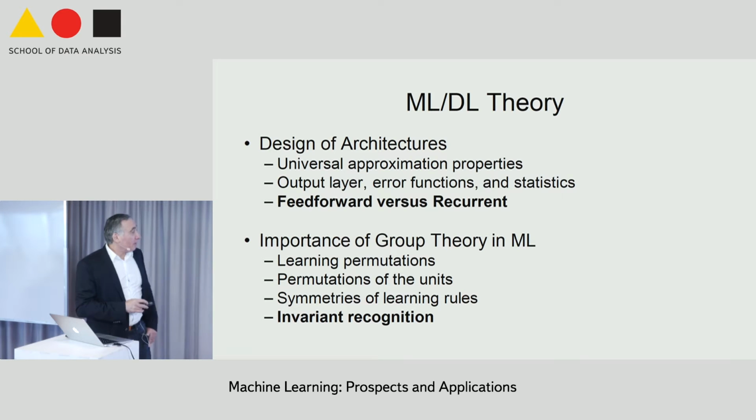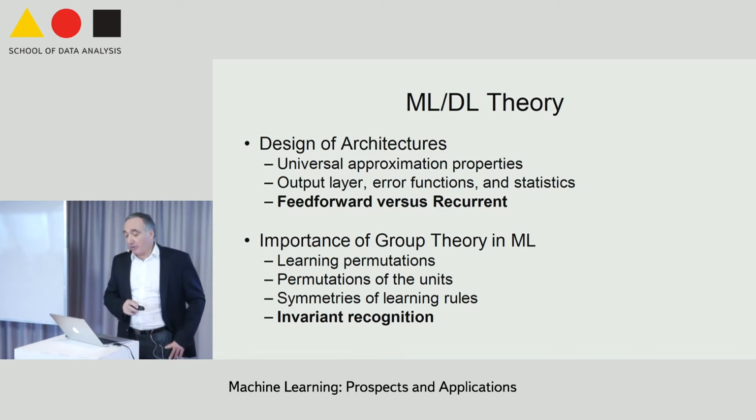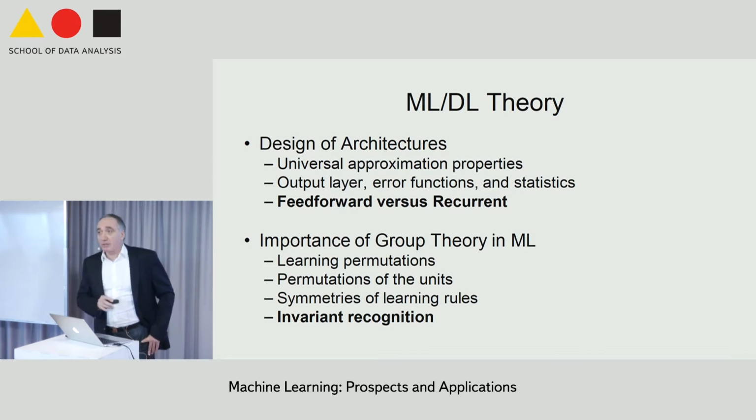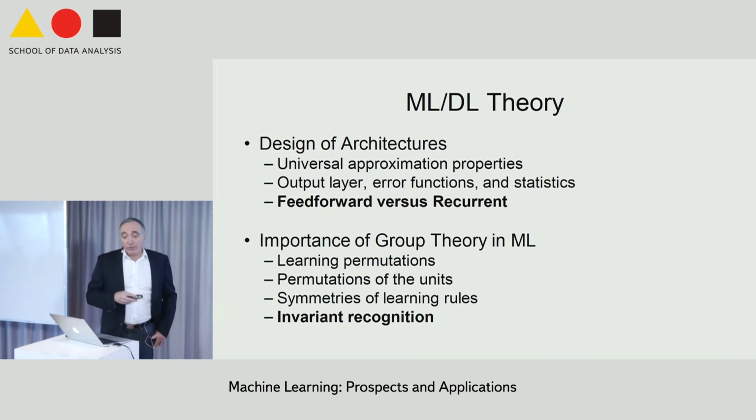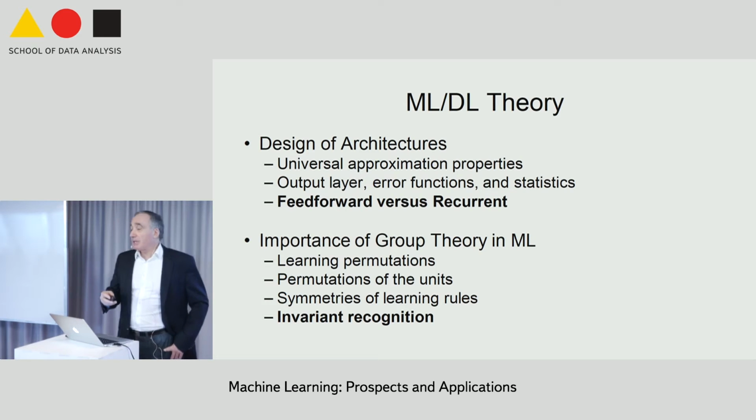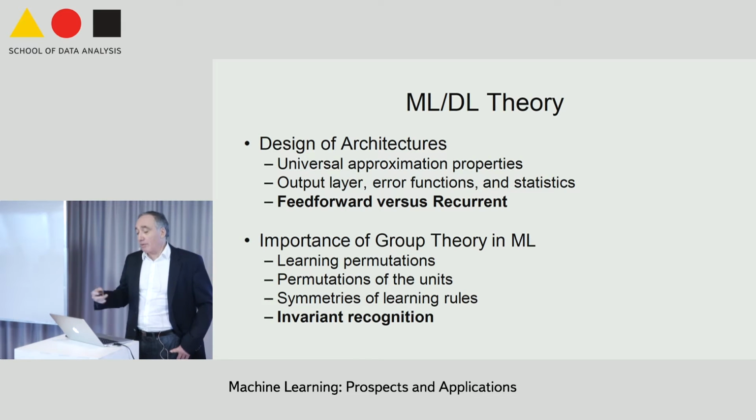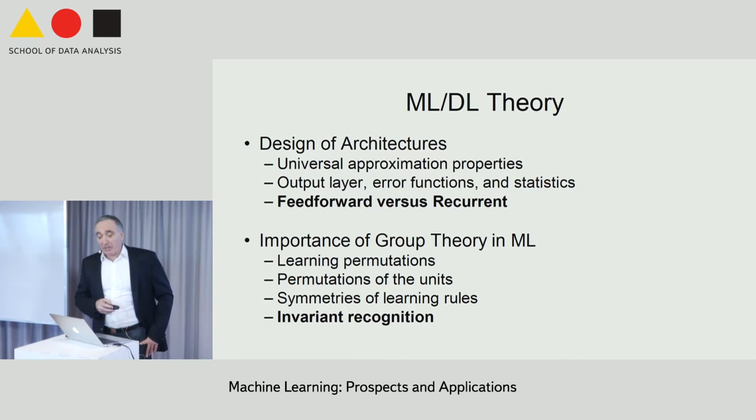Another thing that has not been pointed out that I want to mention is the importance of group theory in machine learning. I think this is underestimated, but group theory actually is starting to show up in many places in machine learning. Of course, it shows up if what you're trying to learn or to predict is a permutation of the objects.